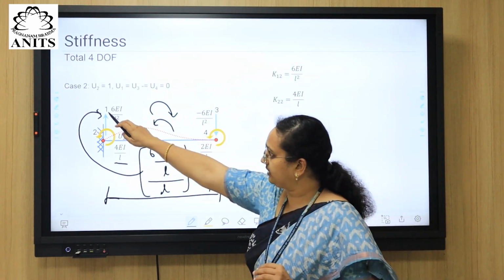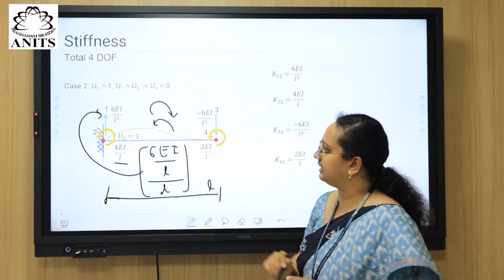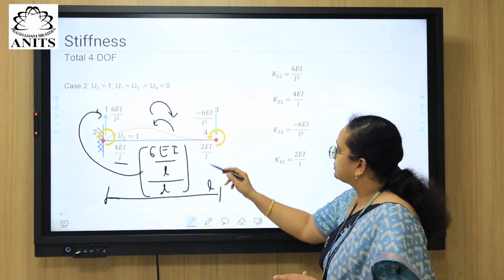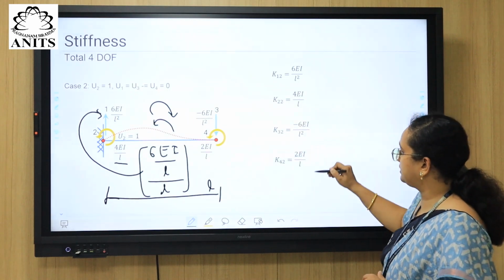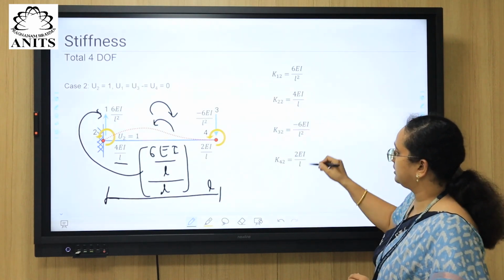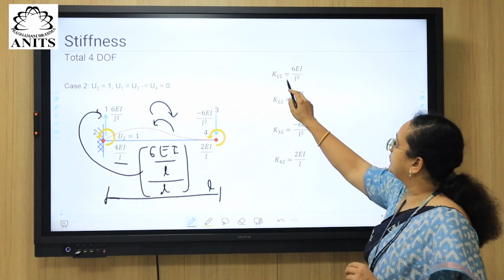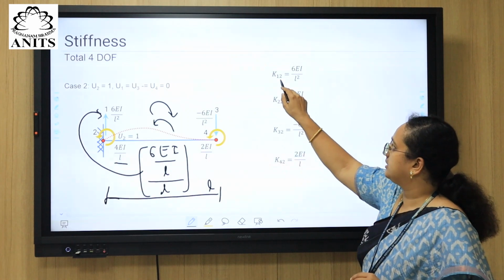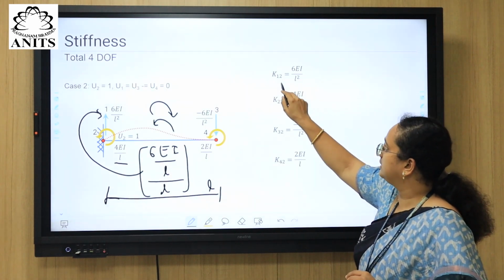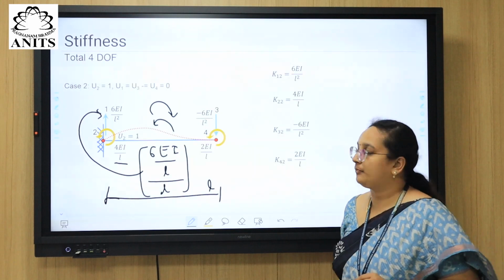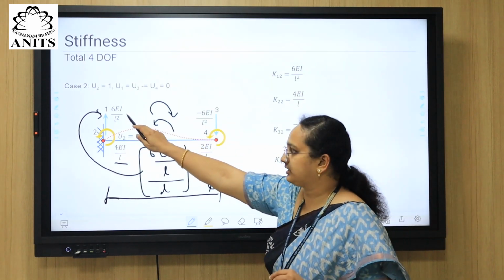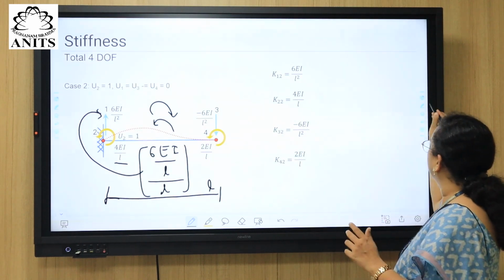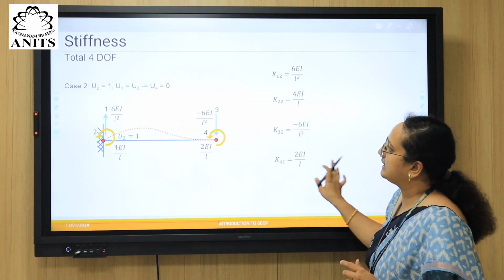And then degrees of freedom 1 and 3 are resulting in 6 EI by L square, right? So in a similar way we can formulate the stiffness matrix, right? This is a vertical column in the matrix where K12 gives us the stiffness or the force required in degrees of freedom 1 due to displacement in degrees of freedom 2. That is equal to 6 EI by L square. That we have formulated here. Right? Similarly, we can formulate the other ones also. Now, let us go to case 3.